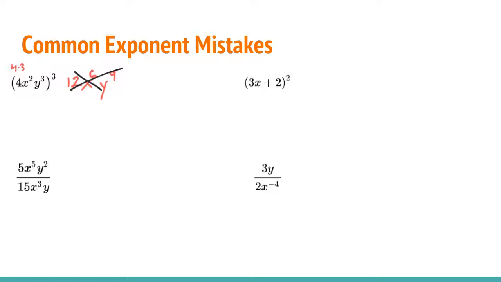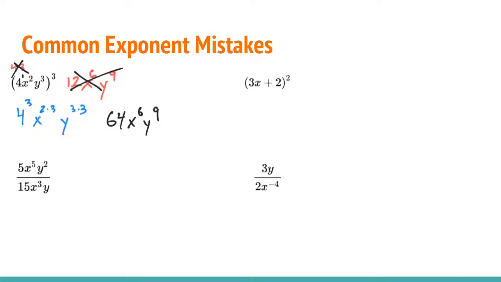The idea is that you are cubing this, and the 4 has a power of 1, so instead of 4 times 3, it is actually 4 to the 3rd, and then you have x squared times 3, and y to the 3rd times 3. And that's how we end up with our final answer of 64 x to the 6th y to the 9th. So students tend to do well with the powers, but just be careful with that 64 out front. And that's the very first big mistake.